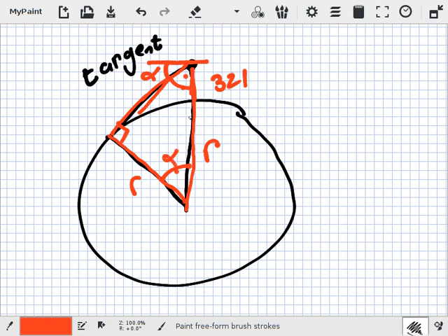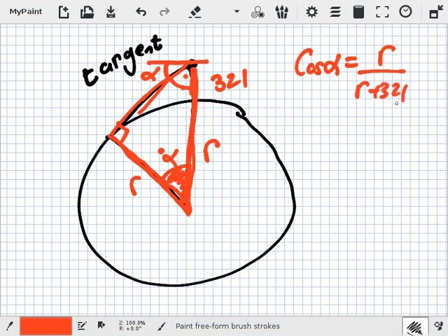Now, if you look at this triangle and this angle here, if you're talking about this side and this side, do you need sine, cos, or tan? Cosine. So you can say cos alpha equals what? What's the adjacent for this angle? R. And the hypotenuse? R plus 321.